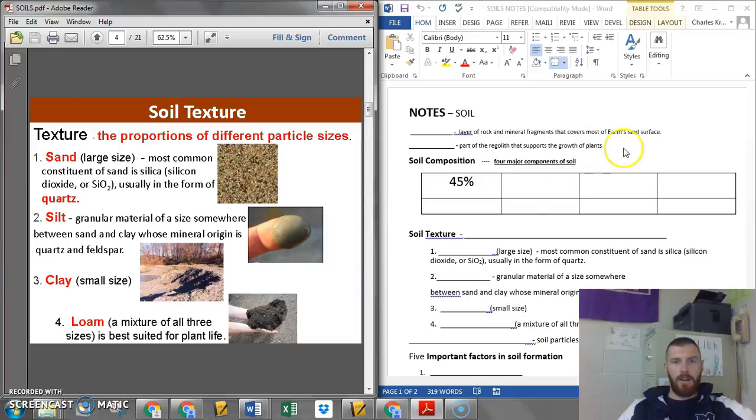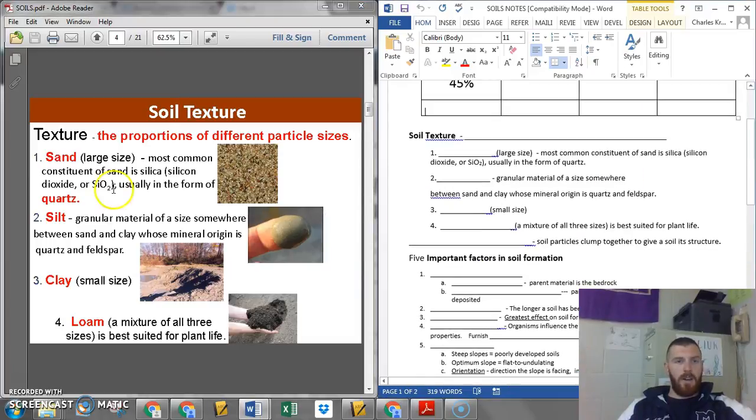So moving along here. So texture is the proportions of different particle sizes, and there are several different types of textures here. We can talk about sand, the most common constituent of which is silica or silicon dioxide. It's SiO2 if you're talking about the chemical formula here. It is usually in the form of quartz.